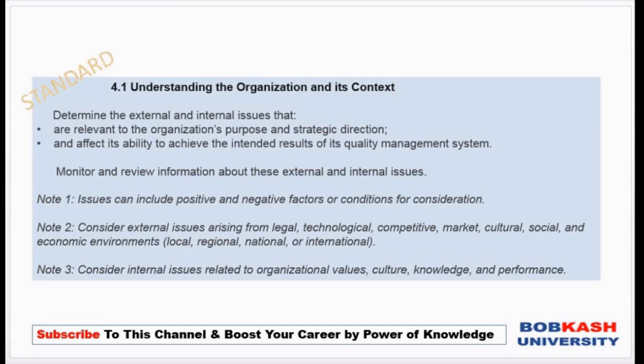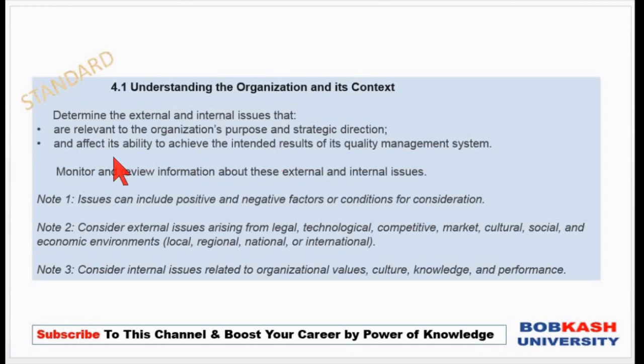Again, we are going back to the actual standard. Determine the external and internal issues that are relevant to the organization's purpose, which is the start, strategic direction, the method how to achieve the end result, and internal and external issues which affect its ability to achieve the intended results of the quality management system. Right? So you need to determine the external, internal issues that are relevant to the start, to the method of achievement, and relevant to the end results intended by the quality management system.